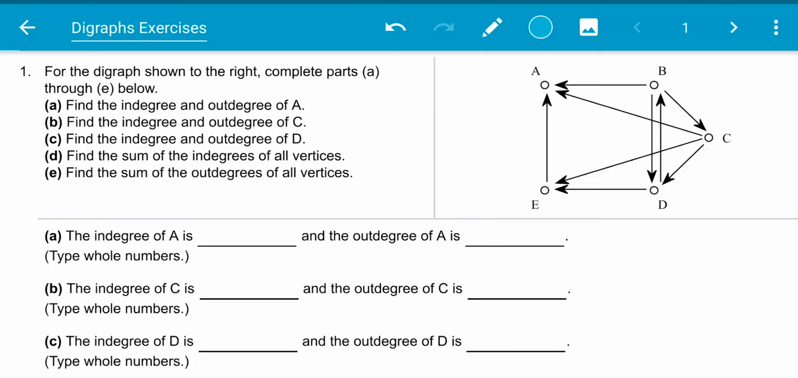Everyone, we're going to be doing some exercises with digraphs. We're going to start with example number 1. So for the digraph shown to the right, complete parts A through E below.